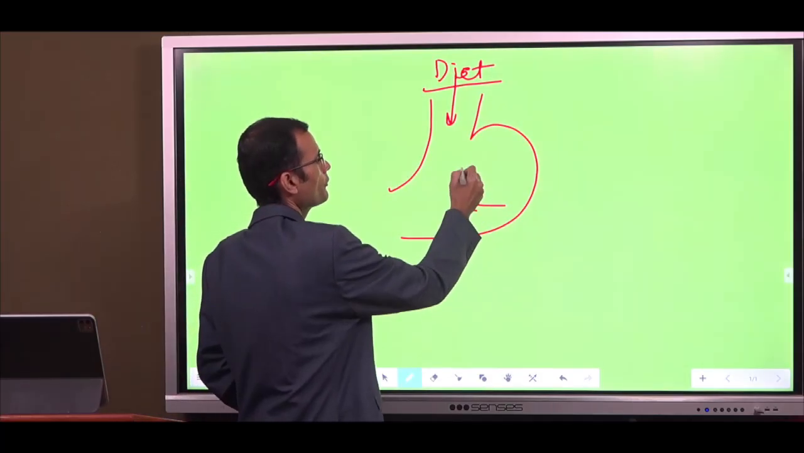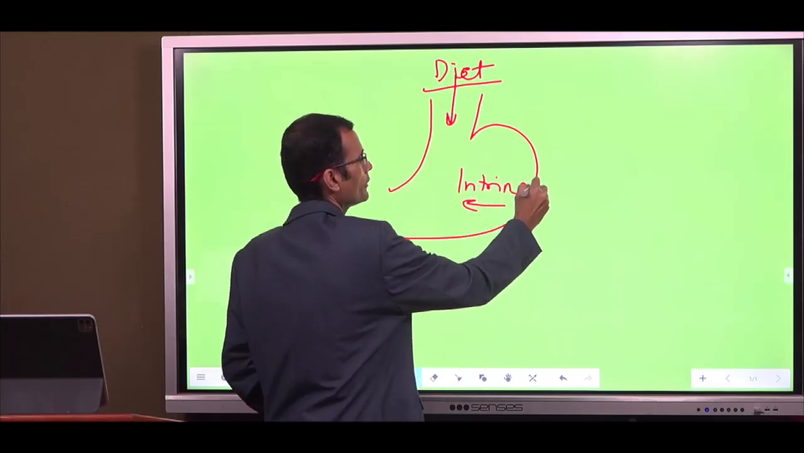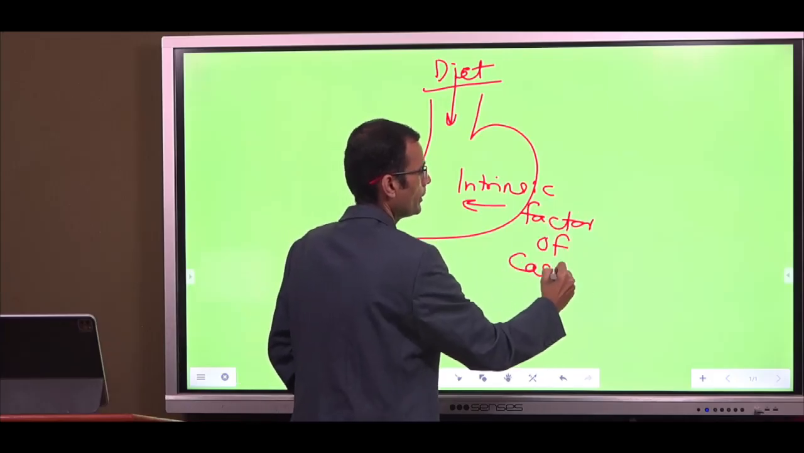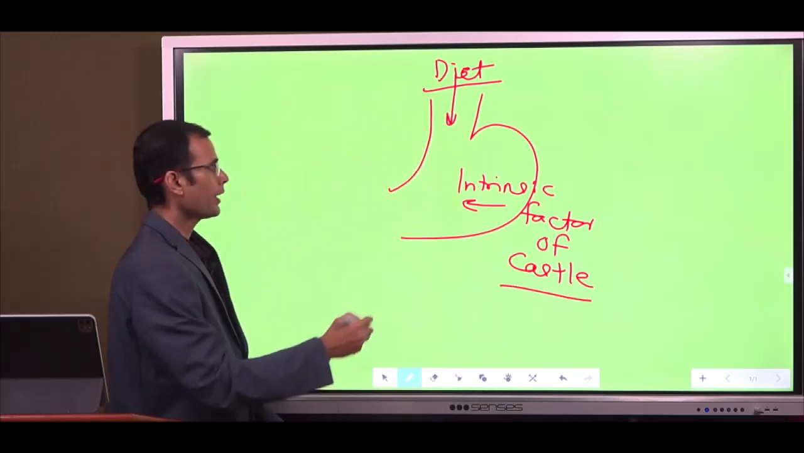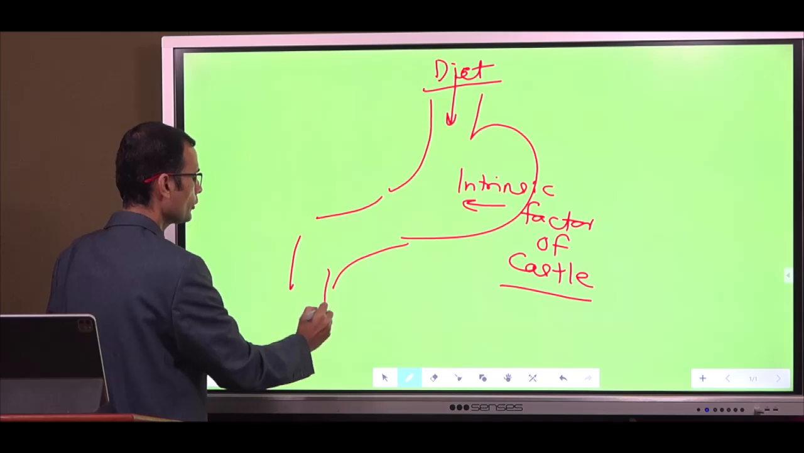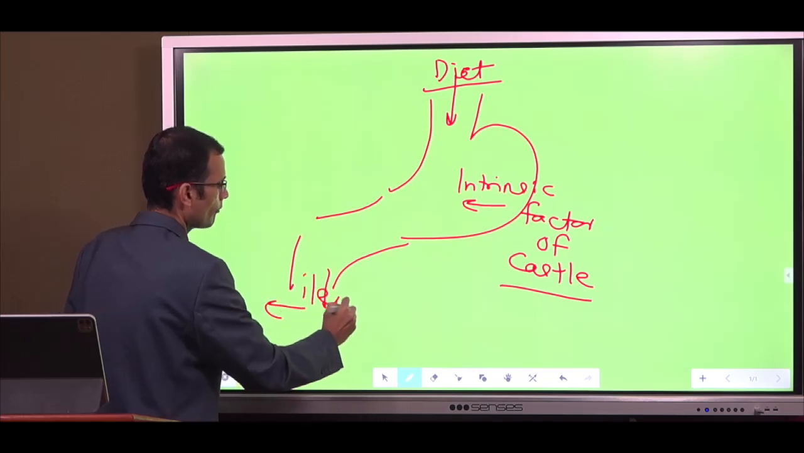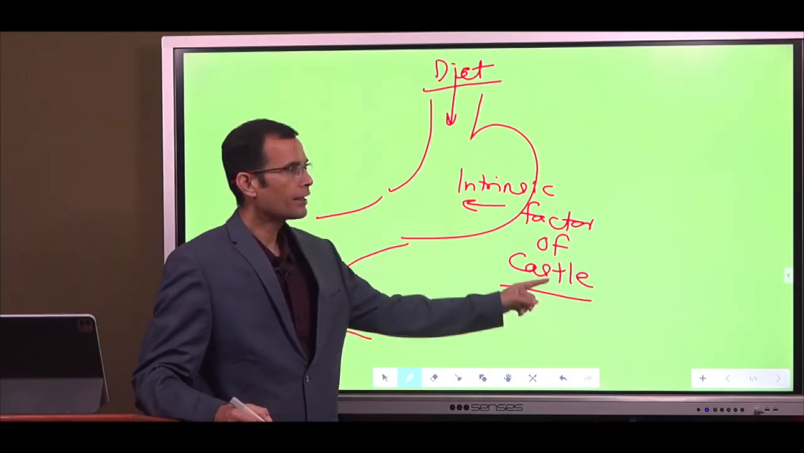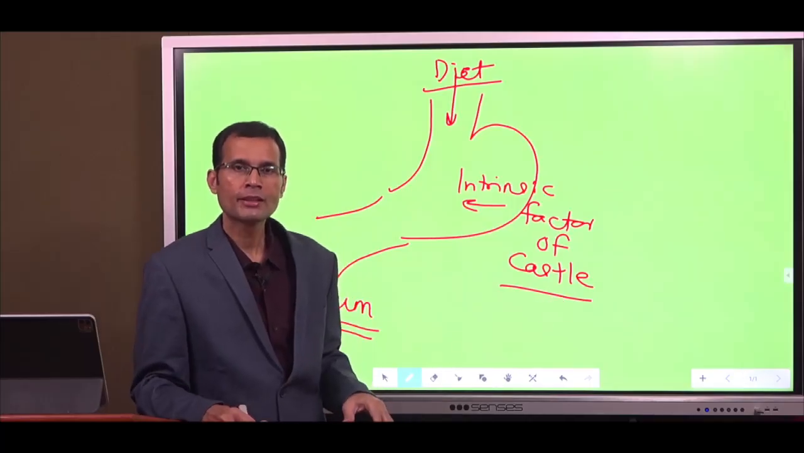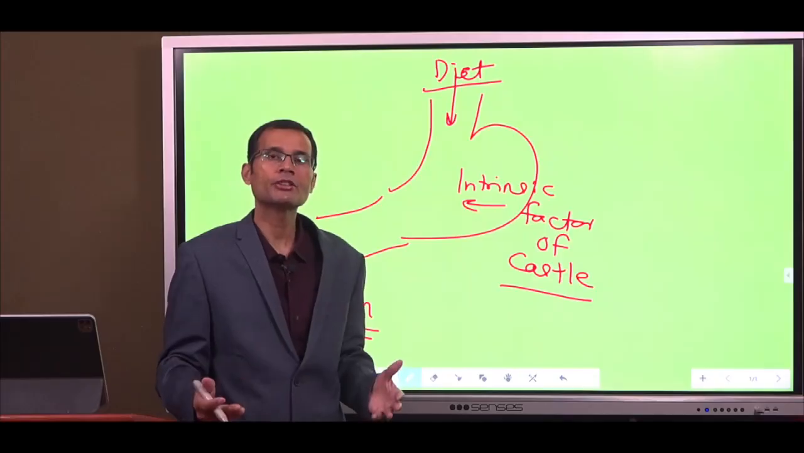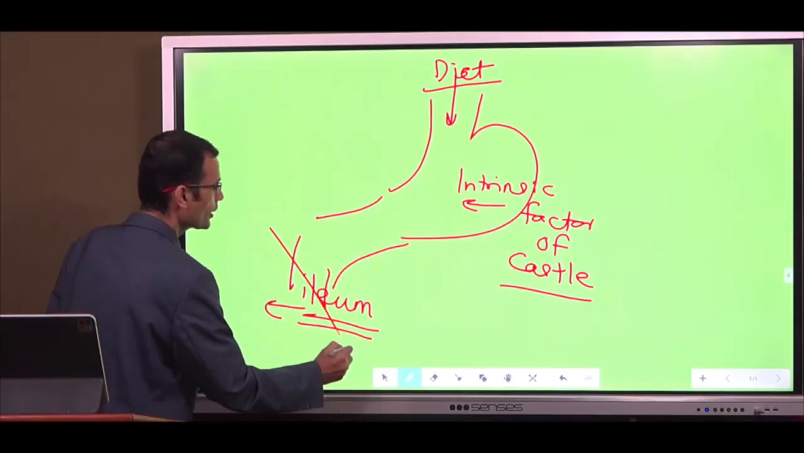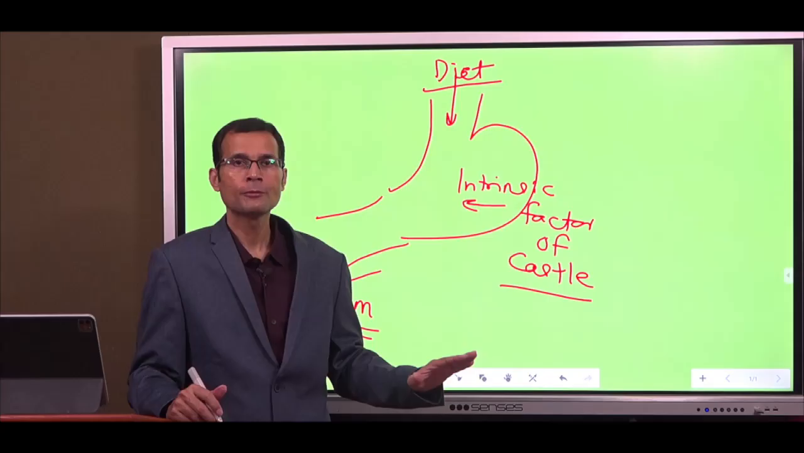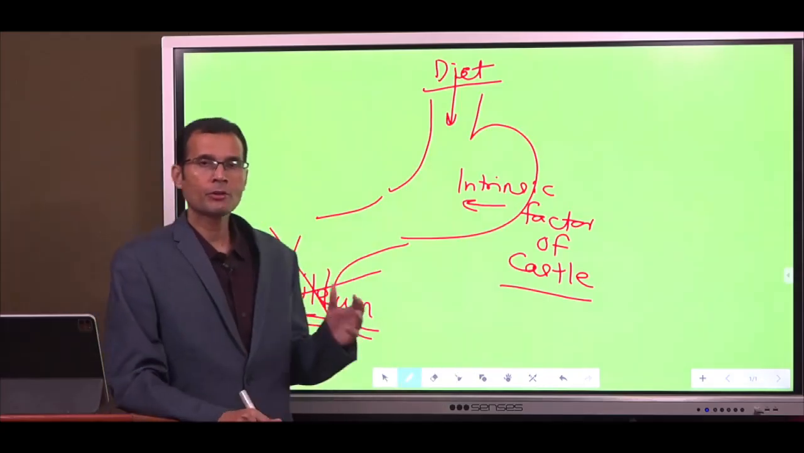Second, if the stomach is not able to release intrinsic factor of Castle, remember B12 combines with this in the stomach, and this combination goes all the way to the ileum from where B12 is absorbed. So if for some reason intrinsic factor of Castle is not secreted by the stomach, then B12 deficiency results. And third, surgical resection of the ileum. If the ileum has been surgically removed, then vitamin B12 cannot be absorbed.